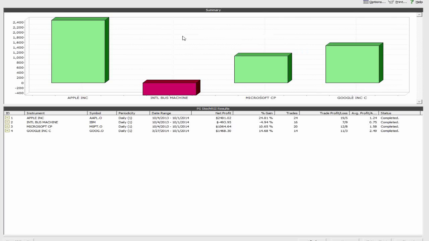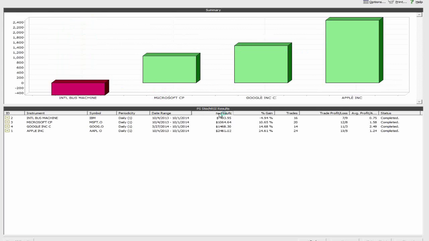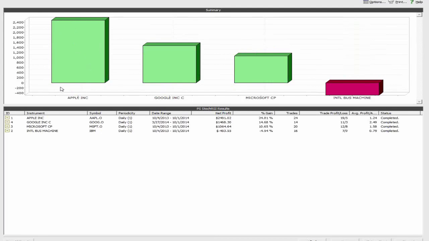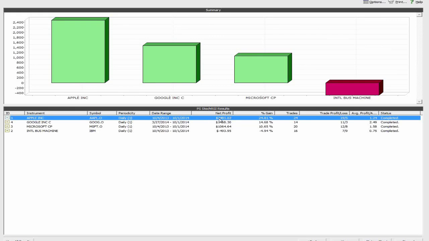What I'm going to do now is sort them by net profit. So it obviously performed best on Apple. Next Google, next Microsoft, next IBM. We'd never want to trade this particular indicator system with IBM because it doesn't work. But Apple it worked very, very well with. Over that 1-year test period, we made approximately $2,481, which was a 24% gain.